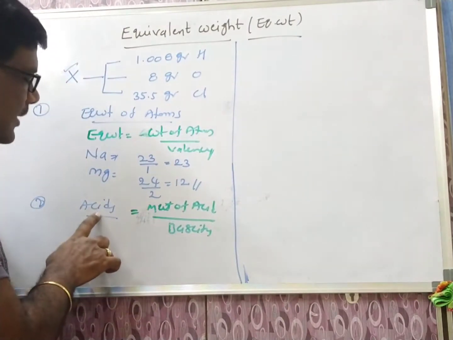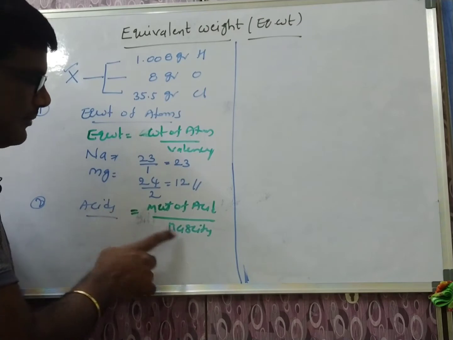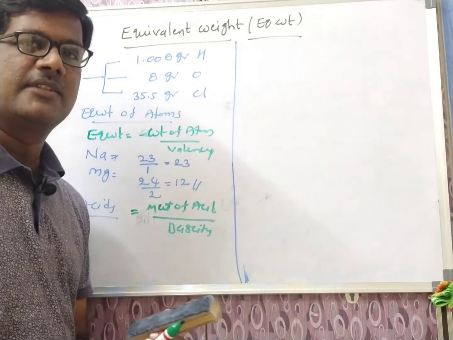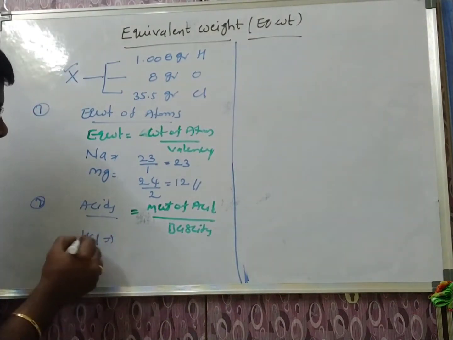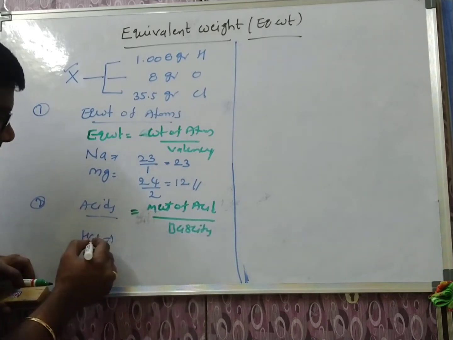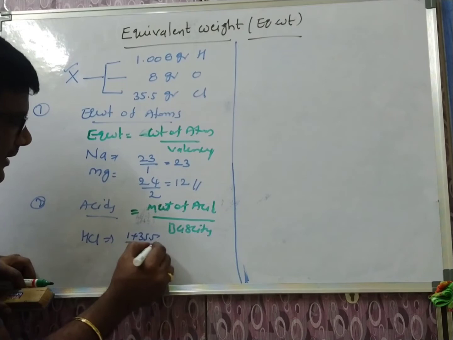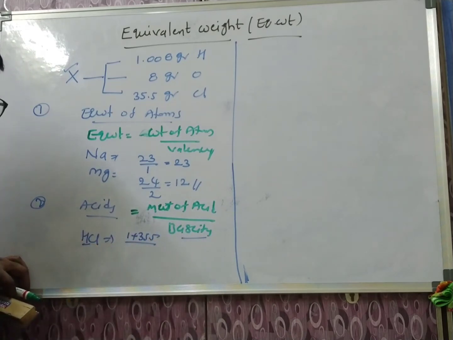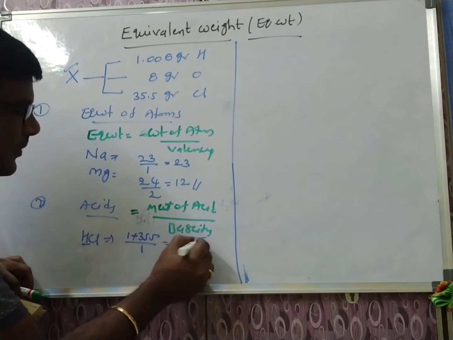Now look here. What is the equivalent weight of the acid? Same: molecular weight of the given acid by the basicity. What is the basicity? Number of replaceable hydrogen ions from that acid. For example, HCl. Molecular weight of the acid: 1 hydrogen plus 1 chlorine, 35.5, is 36.5, divided by basicity. It has only 1 hydrogen, so it gives only 1 H+ ion, so basicity is equal to 1, ultimately 36.5.